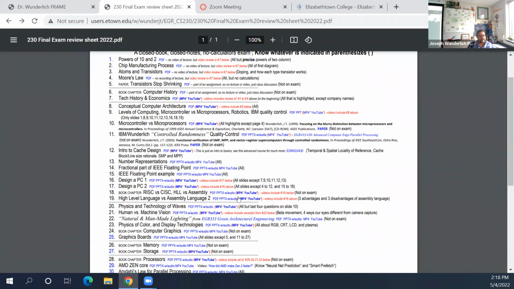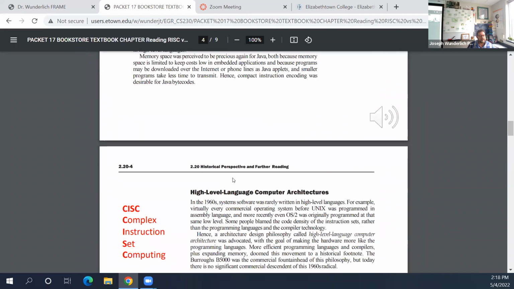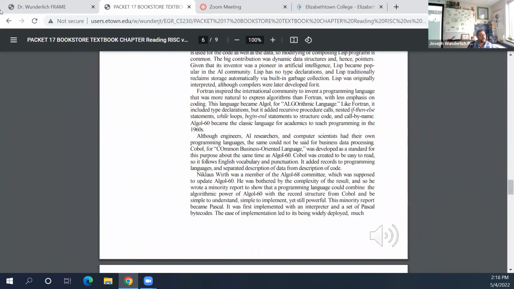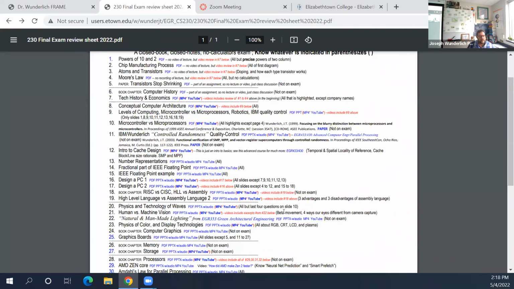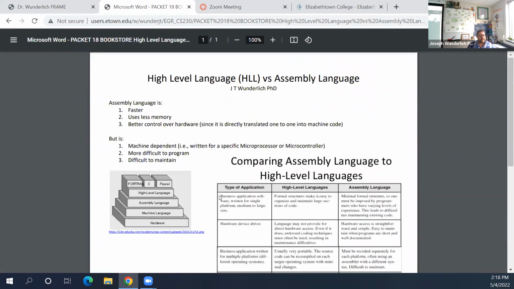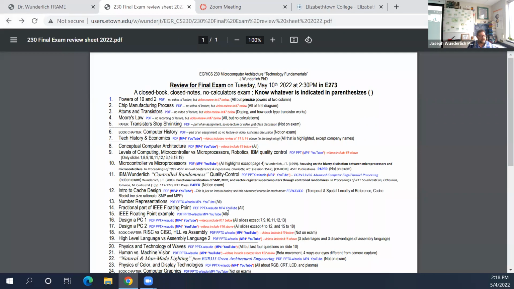RISC versus CISC, not on exam. What did that look like? That was just this stuff. Okay. That. Assembly, advantages and disadvantages of assembly language. So that's one little slide right there. 1, 2, 3, 1, 2, 3. Advantages, disadvantages.